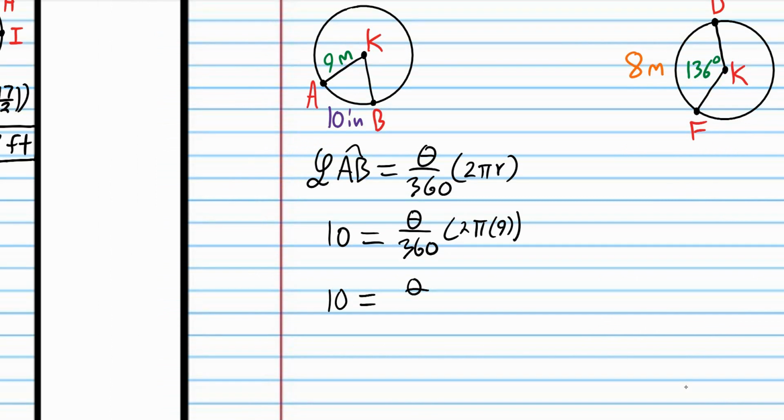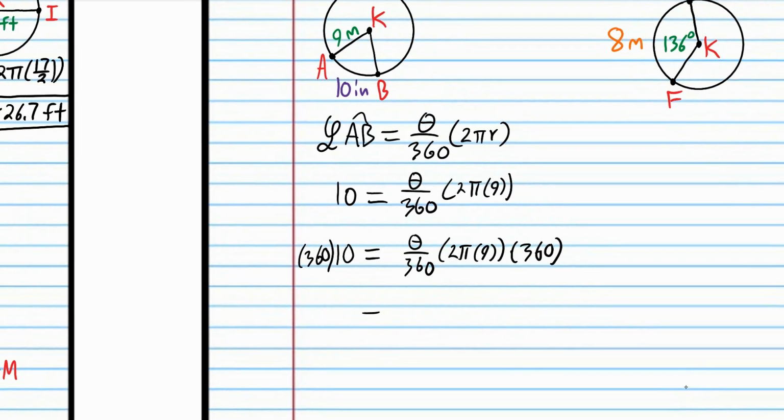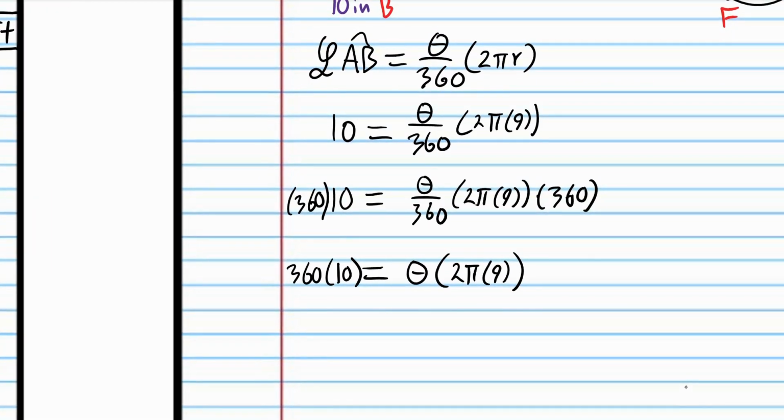We're going to multiply both sides by 360. And like I said, it's probably best to just use parentheses. Usually can't go wrong with parentheses. Then we end up with 2 pi times 9 times theta, equals 360 times 10. I don't know why I'm changing parentheses there. It doesn't really matter.